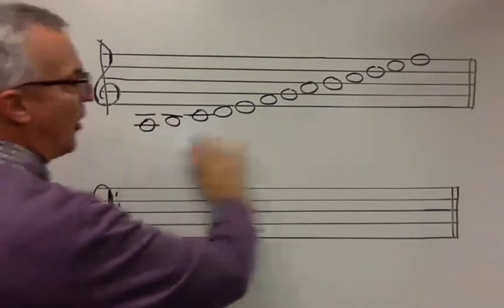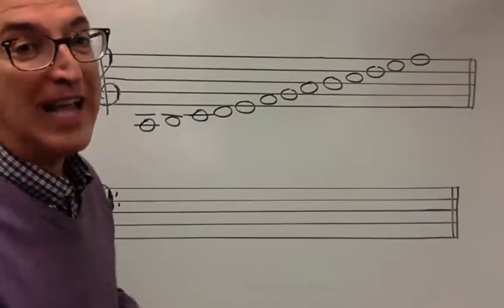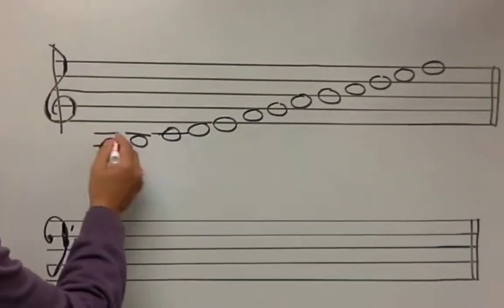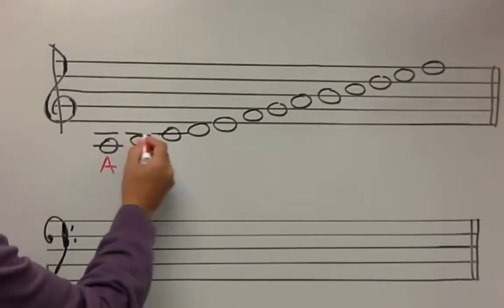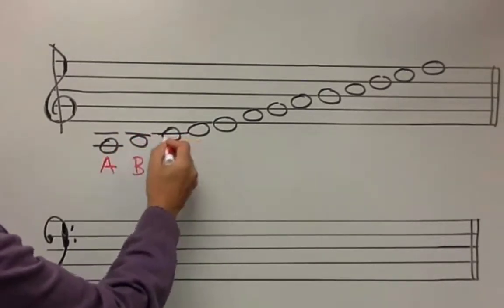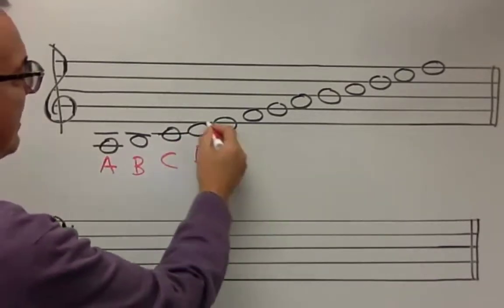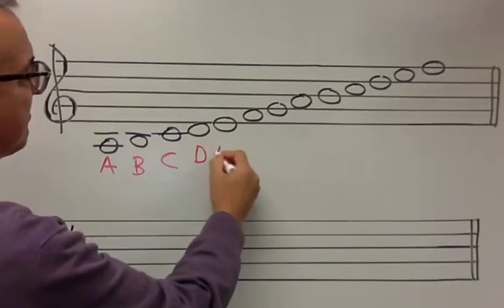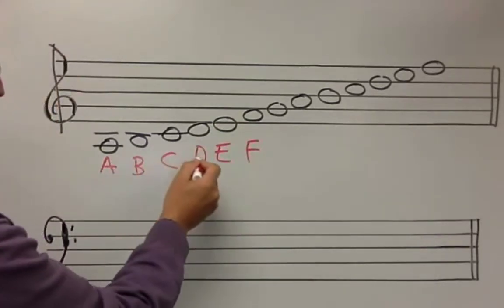The reason I put all of these notes is so that you can see the names of those notes remind you of the alphabet. Like this low note, two lines below the staff, that's an A. And then this right underneath one line, that's a B. This note that's on the line below the staff, that's a C. And then this note is a D. And then this note on the bottom line of the staff is an E. Bottom space is an F. You get the idea? A, B, C, D, E, F.